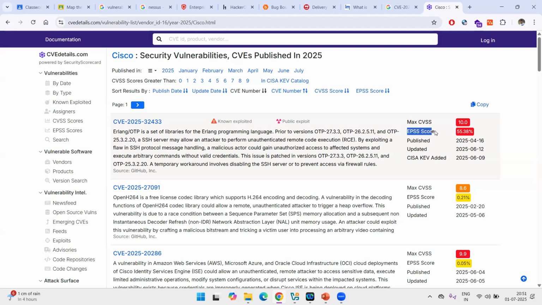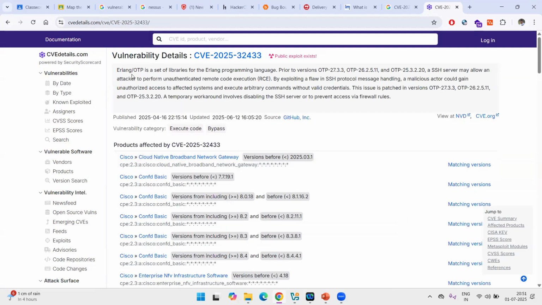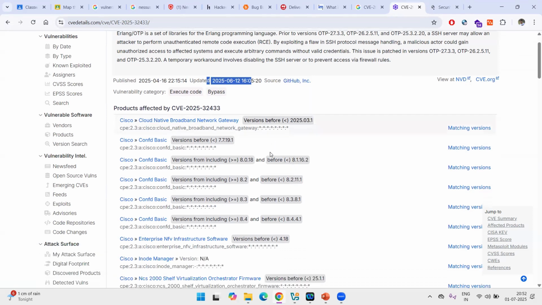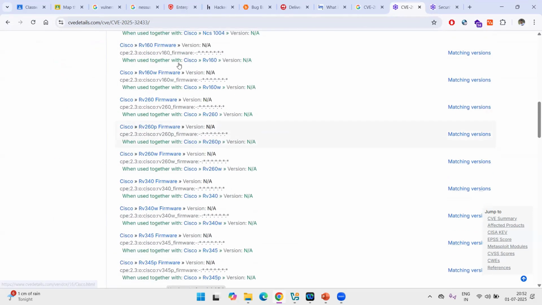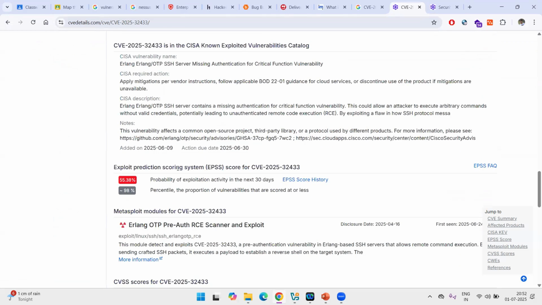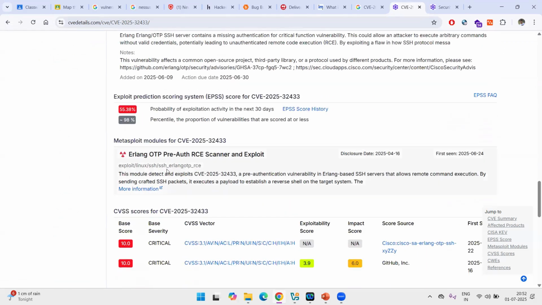And if you see the EPSS score, the Exploit Prediction Scoring System, it's 53. It's actively being exploited, right? And the CVSS score is 10 out of 10. If you click on this CVE, you will have more detailed information: when this vulnerability was published, updated, what the source is, and all the information from the vendor. And here the exploit is available. The exploit is also available over here.